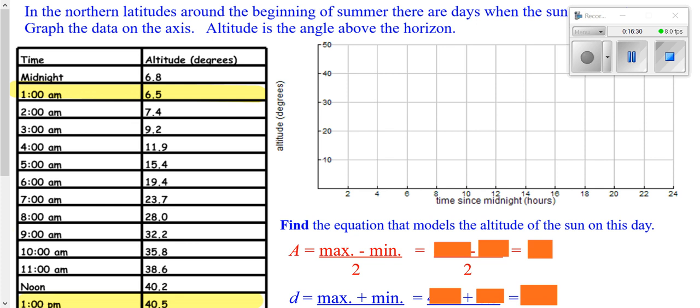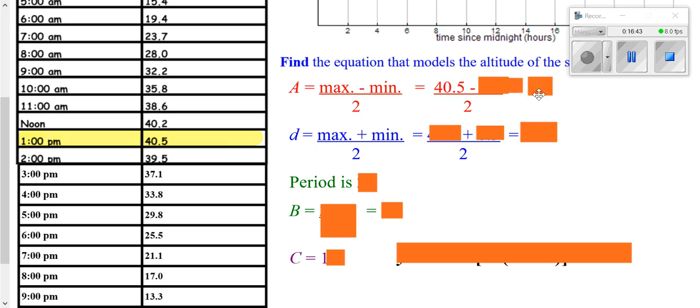So could you go ahead and graph this? Yes, but we're going to look at our data and find our max and our min. We can see our min is right here of 6.5 highlighted. Our max is highlighted down here. So we'll go max minus min divided by 2 for our A, max plus min divided by 2 for our D.